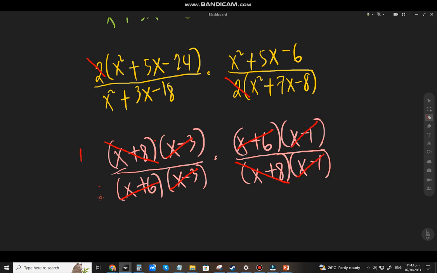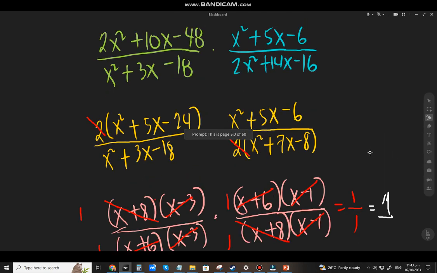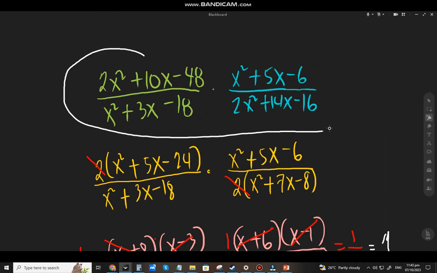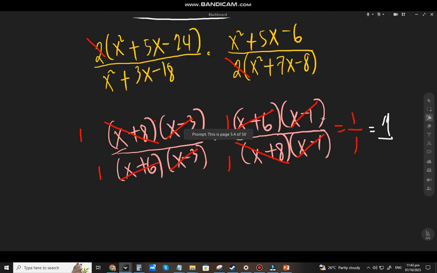So we're left with just 1, 1, 1, 1. And 1 times 1 is 1. 1 times 1 is also 1. 1 over 1 is 1 divided by 1, which is 1. So we can see that even if the question is really overwhelming, the answer is just 1 here.